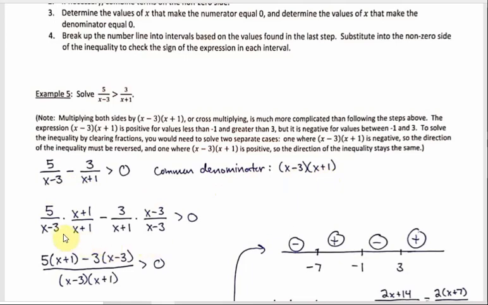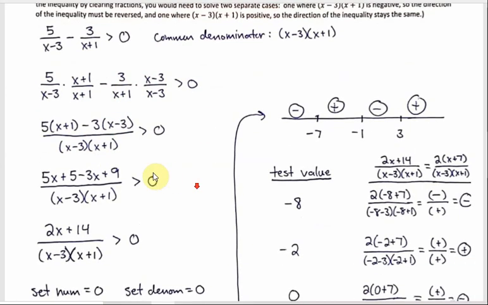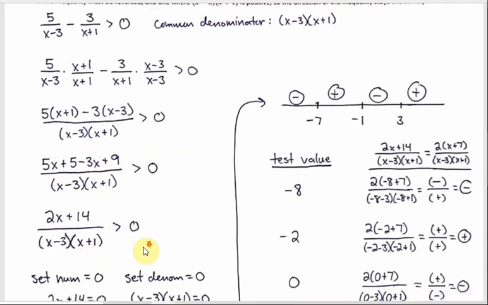So I multiplied 5 over x minus 3 by x plus 1 over x plus 1, and then multiplied 3 over x plus 1 by x minus 3 over x minus 3. And then that'll do it. We'll get the common denominator of x minus 3 times x plus 1, and then the numerator will be 5 times x plus 1 minus 3 times x minus 3. You can see those pieces right up there. Then we can distribute the 5 and the 3 and combine terms together, and we end up here.